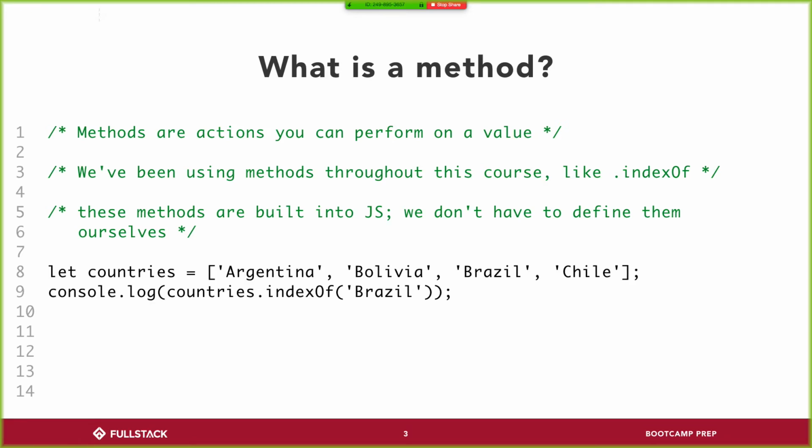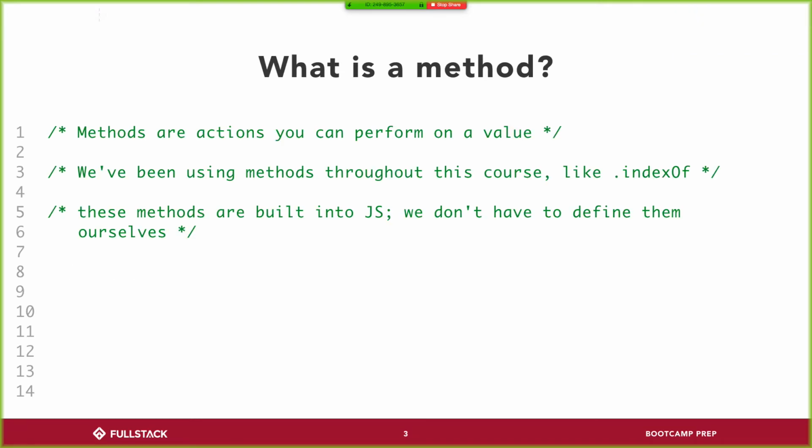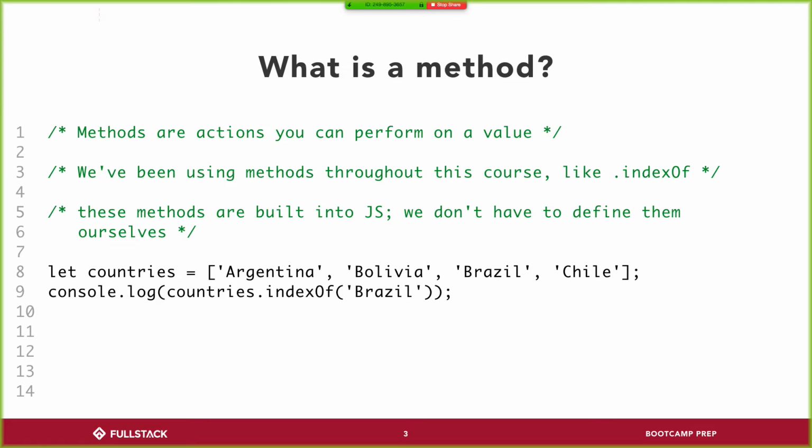So countries.indexOf, we could think of countries as basically an object. Arrays are objects in JavaScript. There's just a different type of object. But we could think of indexOf as a function that lives on the countries object. And if that's confusing to people, don't worry about it right now. Because you might be thinking, okay, countries is an array. Like there's no object on countries.